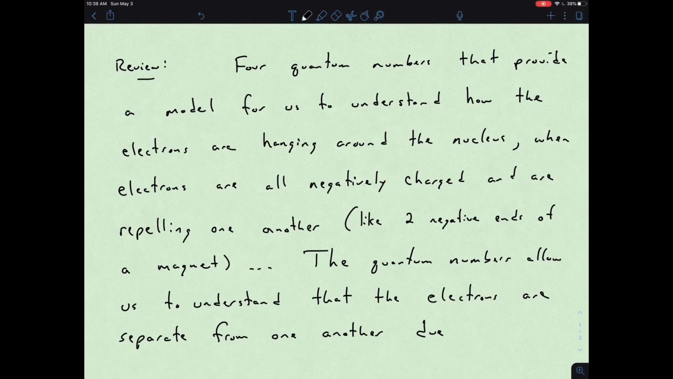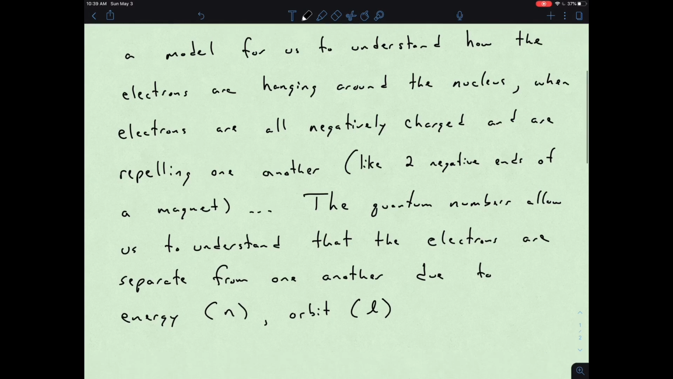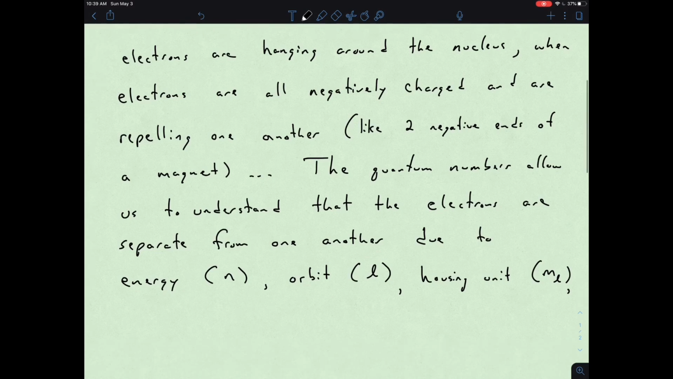Right, due to energy, that would be n, our principal quantum number. Orbit, which would be our angular momentum quantum number. Housing unit, which we could say is the magnetic quantum number. And spin.